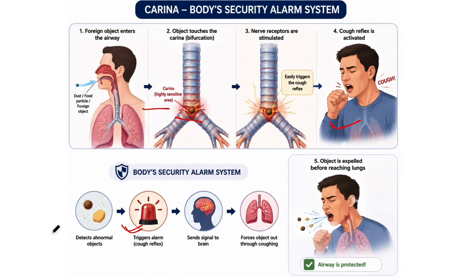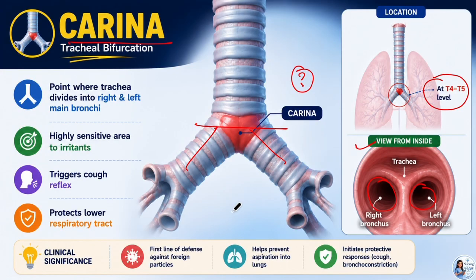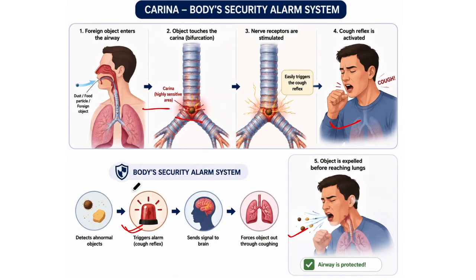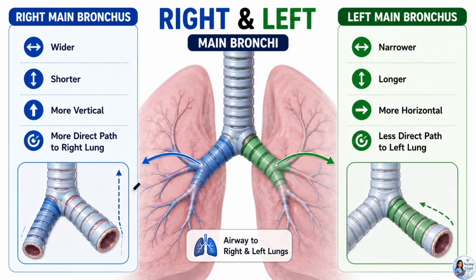Its job is to detect any abnormal material entering the airway and quickly force it out through coughing before it reaches the lungs. That is why the carina acts as a first line of defense against foreign particles, helping to prevent aspiration and protect the lower respiratory tract. Now that the trachea has divided at the carina, let's follow the path of the airway into the right and left bronchi.